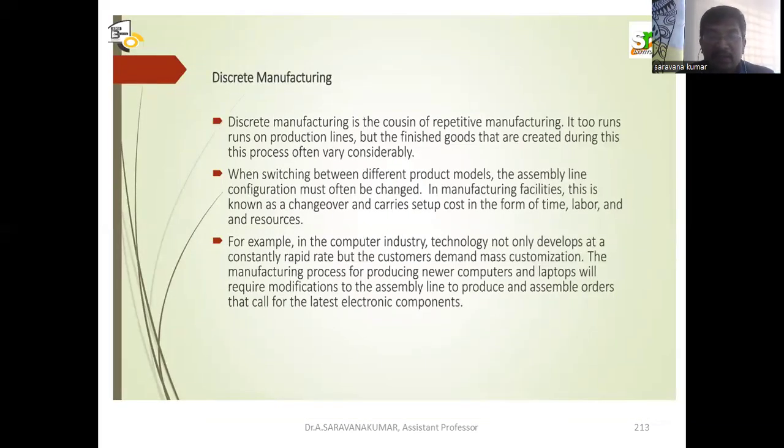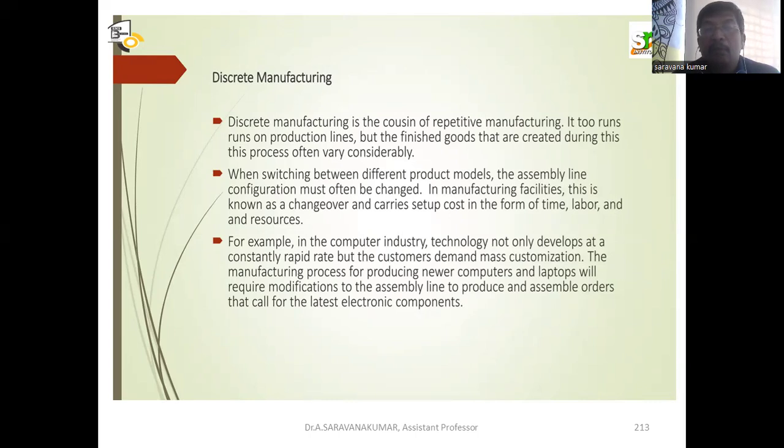Discrete manufacturing means something that will differ. So as usual, you will manufacture some product, but it will be different. So discrete manufacturing is the cousin of repetitive manufacturing. It too runs on a production line, but the finished goods that are created during this process often vary considerably. When switching between different product models, the assembly line configuration must often be changed. In manufacturing facilities, this is known as changeover and carries setup cost in the form of time, labor, and resources.